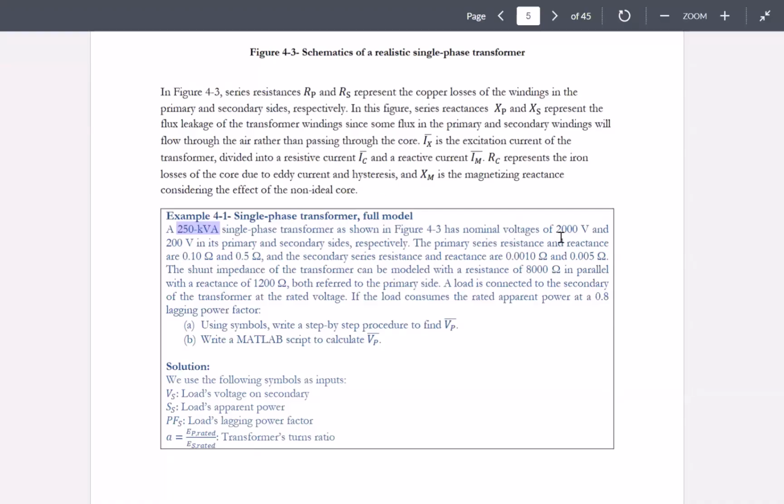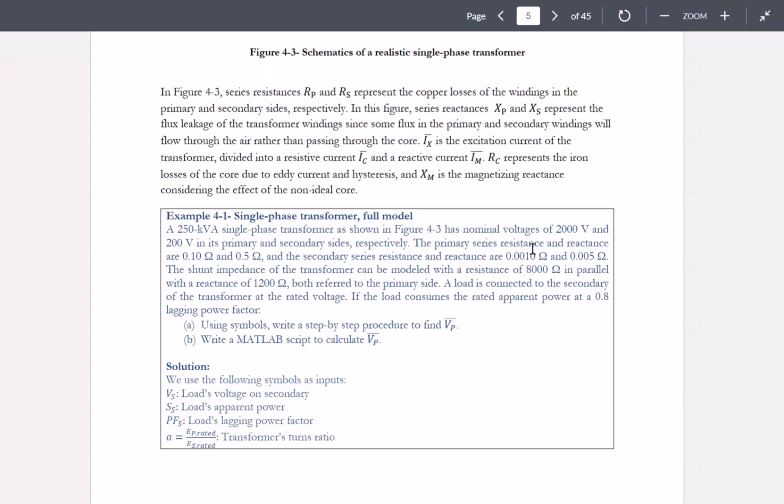We have nominal voltages of 2000 volts and 200 volts in its primary and secondary sides, respectively. So this means that 2000 over 200 would be the same ratio as NP over NS. So when we describe a problem like that, 2000 over 200 is the same as NP over NS, which we called alpha. So in other words, alpha is 10.